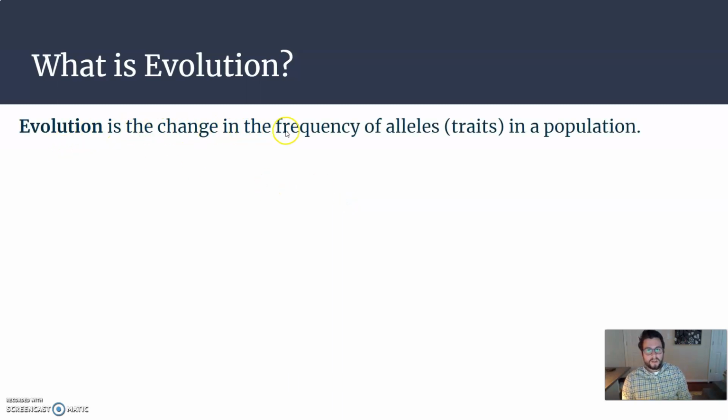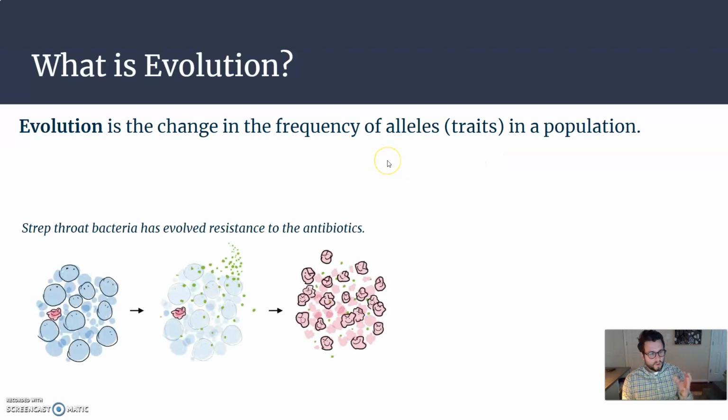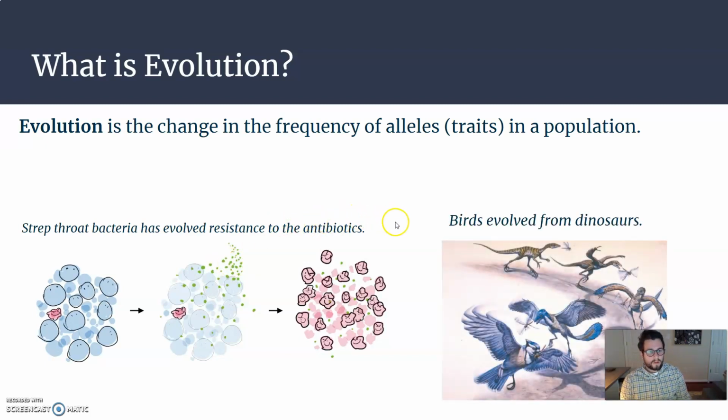It is the change in the frequency, that's how common some traits are, the frequency of alleles in a population. So if some traits get more common than others, evolution has occurred. So it's not just one organism, it's the whole population. Strep throat bacteria, for example, has evolved resistance to antibiotics. We can see this happen in many different situations, and we have to prepare for it with regulation of antibiotics. And we have something larger, like birds evolving from dinosaurs, a much larger change in the traits of these populations over time.